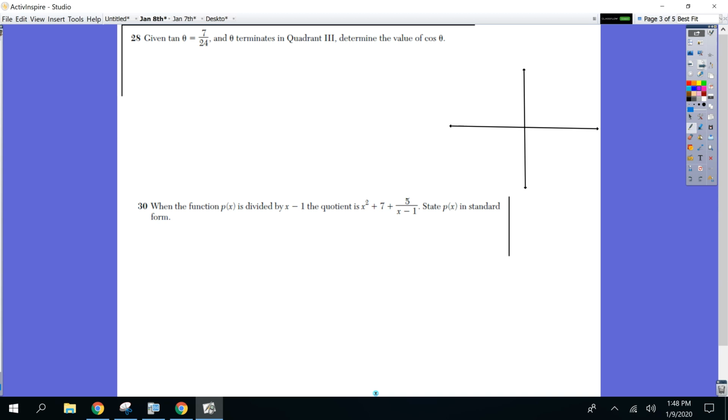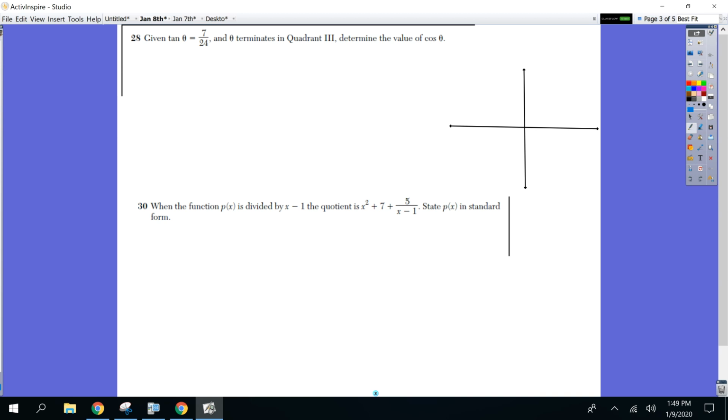Oh boy, 28. Going back to our trigonometry days. Okay, tangent 7 over 24. It terminates in quad 3. What's cosine? So yep, we already have our quadrant set up. Somebody told me to do that 5th period, set up your quadrants. What quadrant am I in? Do you know where that quadrant is first? I got to take baby steps here. Got to crawl before you walk. Bottom left, yep.